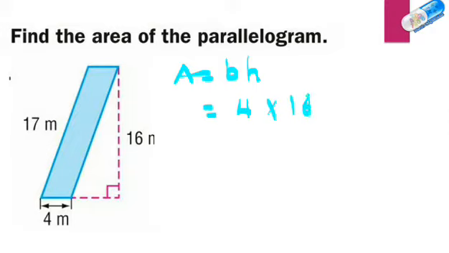So in this case, we do not use the 17 meters. It's only given to us, but we will not use it. So A equals 4 times 16. So A, which is the area, equals 64. And we write here meter square because this is an area. So we write here meter power 2.